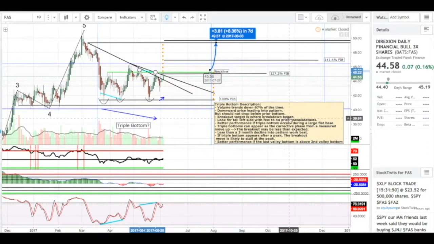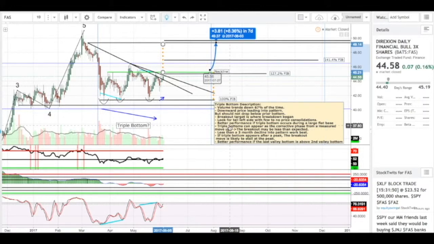Breakout target is where the breakdown began. This would be where the breakdown began, and I marked this out by these orange lines right here. Look for a tall left side with few to no price consolidations. I wouldn't say that there's no price consolidations. You could say that this is a consolidation, but we do have few to no consolidations on our way down to our triple bottom potential pattern.